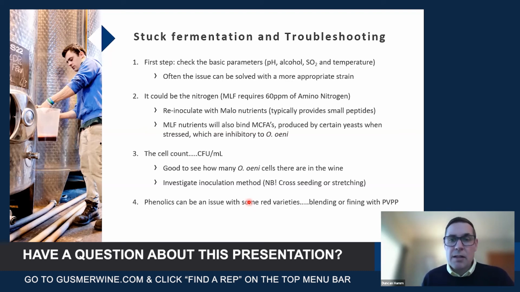I'll just also make a comment with nitrogen. You can measure the amino nitrogen. An enzymatic test kit that can measure amino acids is what we generally recommend if it's something you wanted to measure. Sometimes it's just easier to add a malonutrient, and so that's the best route, but it can be measured as well. The third point we've got on here is the cell count, CFU per mil. It's often good to see how many Oenococcus cells are in the wine.